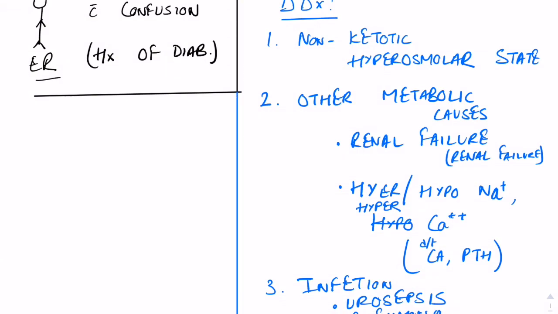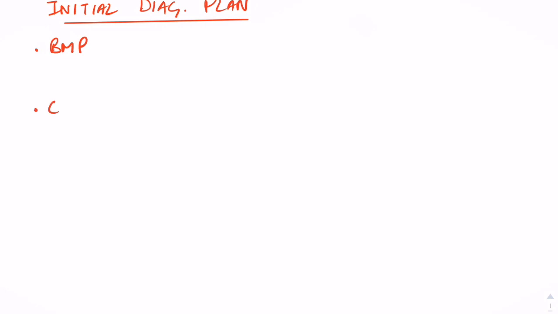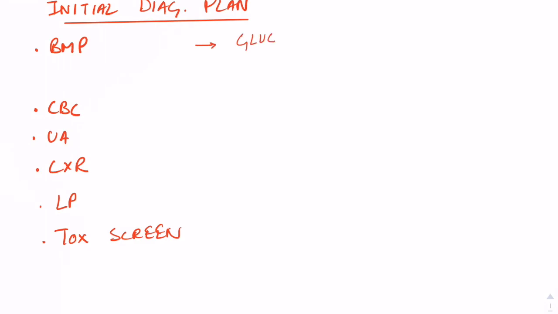So our next step would be to do some labs. Okay, so let's formulate our initial diagnostic plan for the case. First and foremost, we must get a basic metabolic panel. We should also order a CBC, urine analysis, a chest x-ray, a lumbar puncture, and a tox screen. Now all these are very important to rule things in and rule things out.